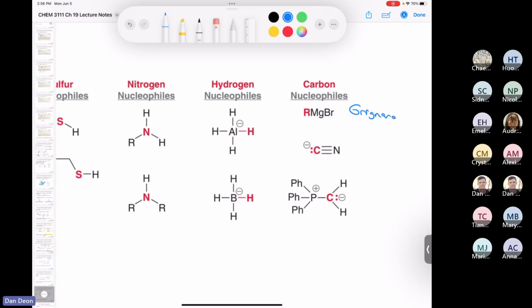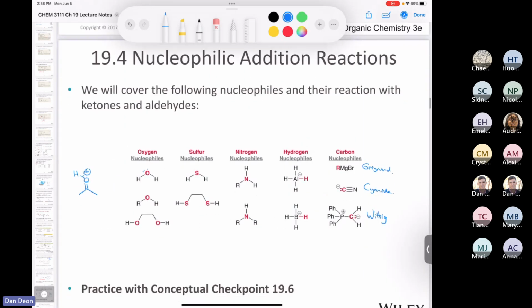So this is a Grignard reagent. This one here is a cyanide, of course. I think you know that one. And then the last one here is one of the main reactions we're going to talk about in this chapter. It's called the Wittig reaction. Obviously, this person is German, so we don't call it the Wittig. We call it the Wittig, right? Anyhow, again, Wittig won a Nobel Prize because he learned a way to make carbon-carbon bonds.